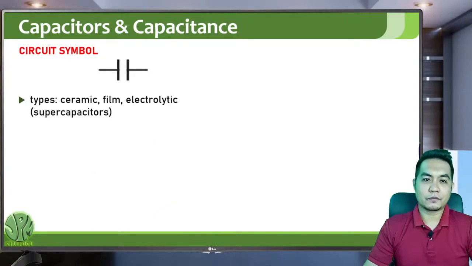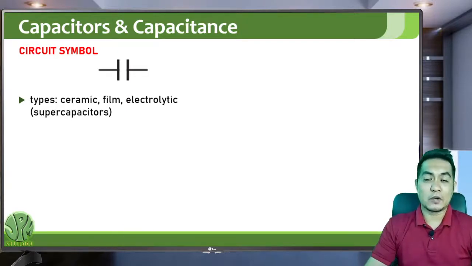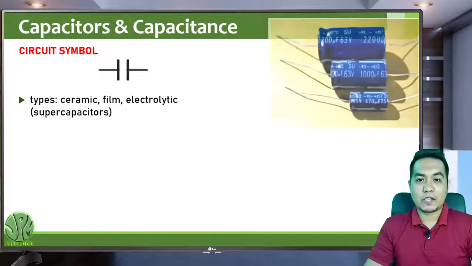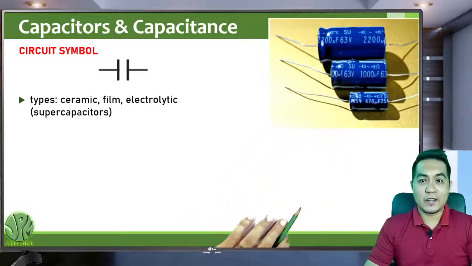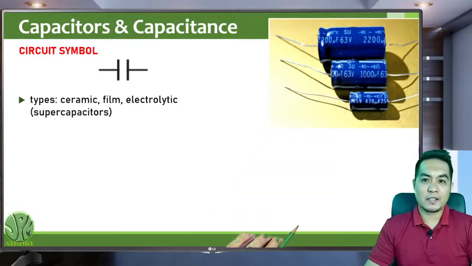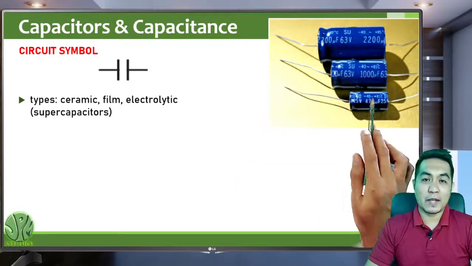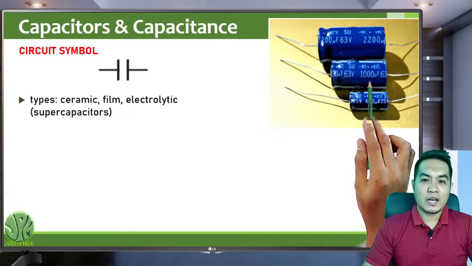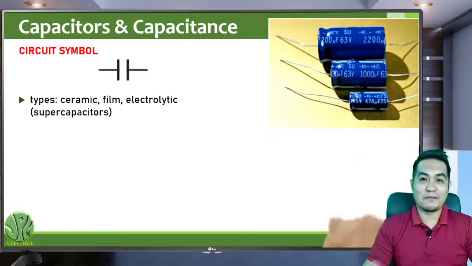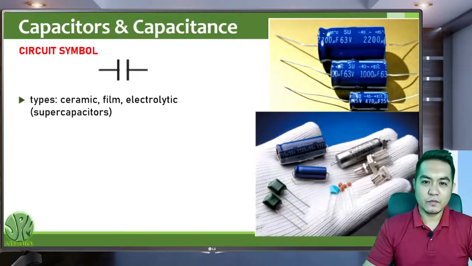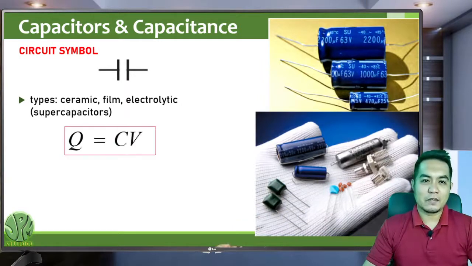There are different types of capacitors. You have ceramic types, film types, and electrolytic types, and usually these electrolytic types are called supercapacitors. The most commonly available capacitors are cylindrical in shape. You may have encountered this one. Commercially available capacitors usually have capacitances in the range of microfarads. If you have 1 farad, that's actually a very large capacitance. So these are just the different types of capacitors.